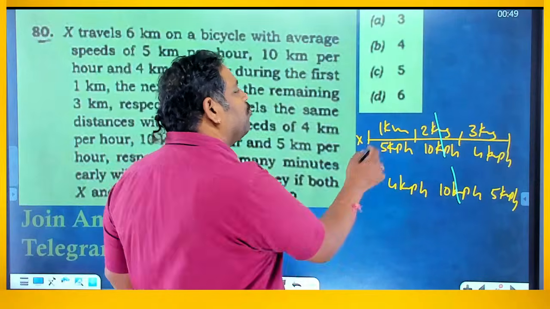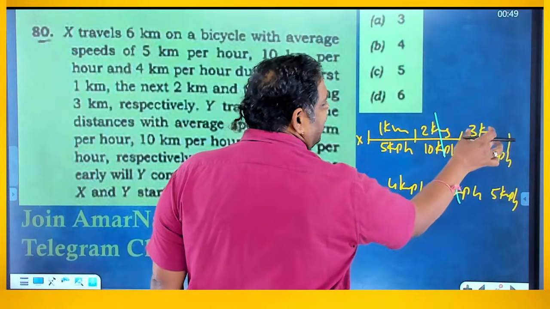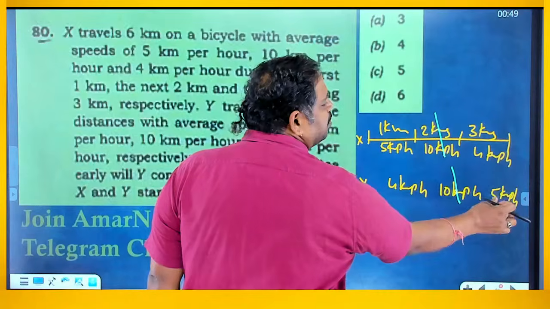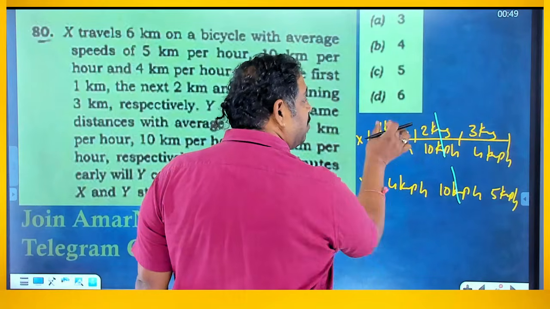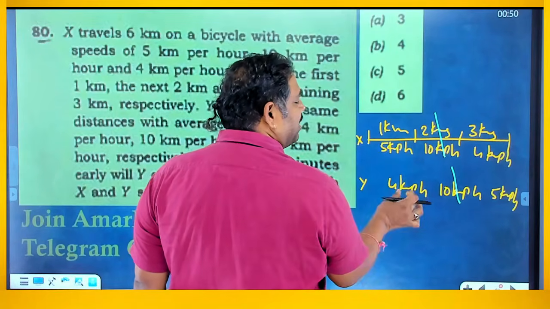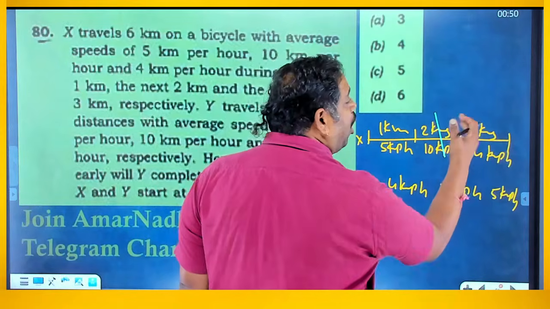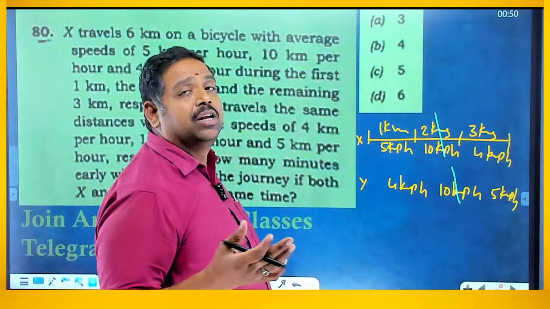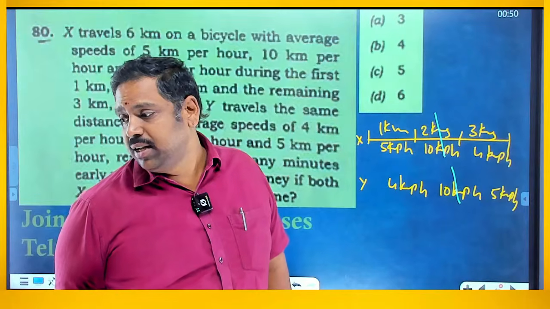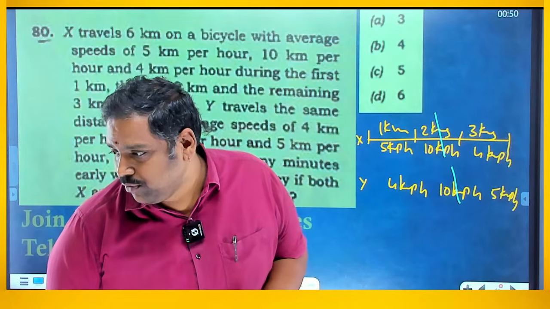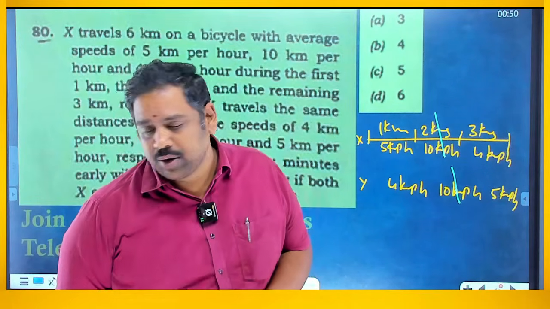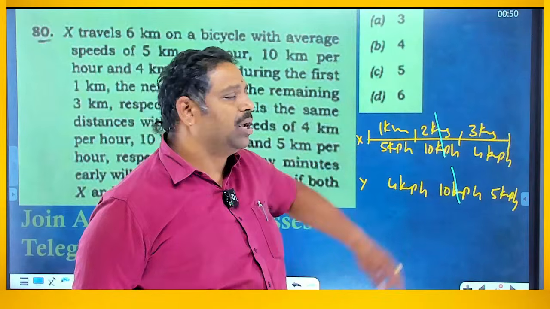Okay. He will take more time because he traveled the long distance with slow speed. Here he traveled the small distance with large speed, and there he traveled with less speed. If you travel long distances with high speed, you will reach faster, right? That's why we can say that the answer is okay. So he will take more time, right?